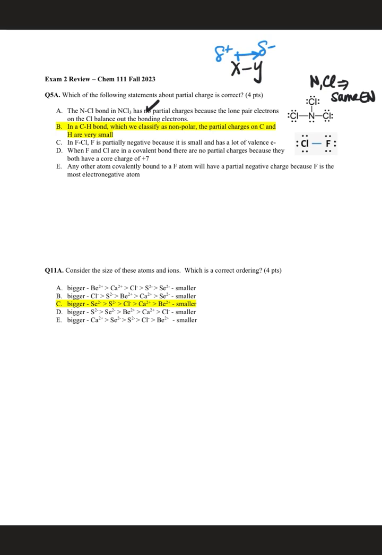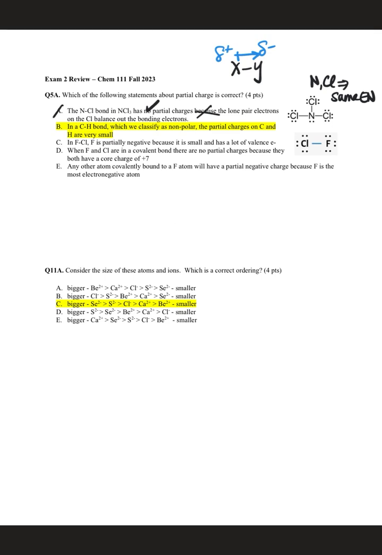Is it because the lone pair electrons on the chlorine balance out the bonding electrons? Well, we've just learned that the reason you get partial charge is because the electrons are shared unequally. There's nothing to do with these lone pair electrons somehow balancing out the bonding electrons. So that doesn't make any sense as an explanation. So we can eliminate choice A.